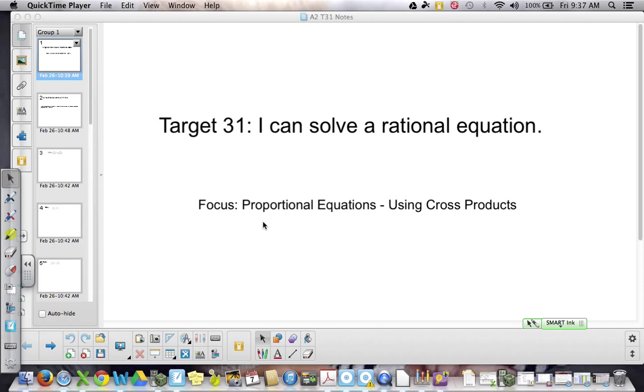So that's what we're going to focus on in this first part of target 31, using cross products to help us solve these rational equations.